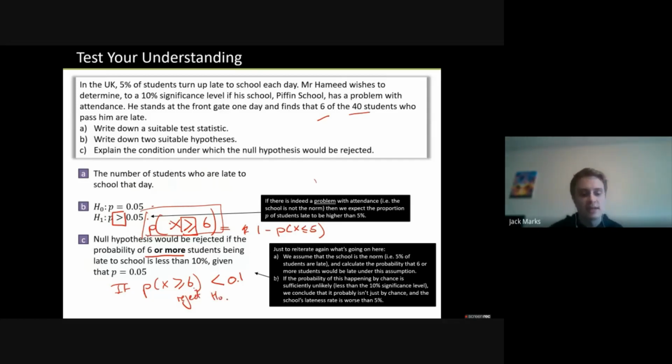In other words, you would say the chance of 6 or more people being late, just by coincidence, just by chance, is less than 10%. So because it's more exceptional than the significance level, it would lead me to think that something's going on and that our assumptions are wrong. The probability is not 0.05, it must be more. That's kind of the intuition behind it.